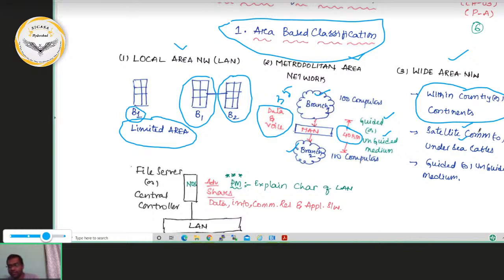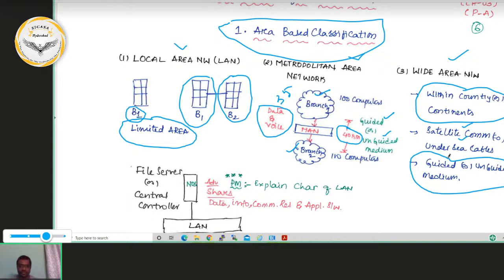So wide area networks generally use satellite communication or undersea cable, and these wide area networks also use guided or unguided medium. What do you mean by guided? Guided is nothing but wire transmission. What do you mean by unguided? Unguided is nothing but wireless transmission.